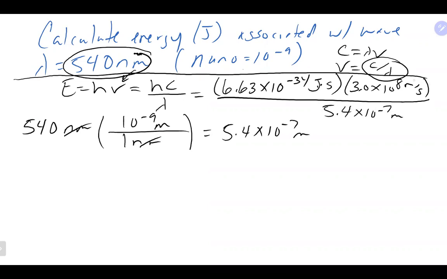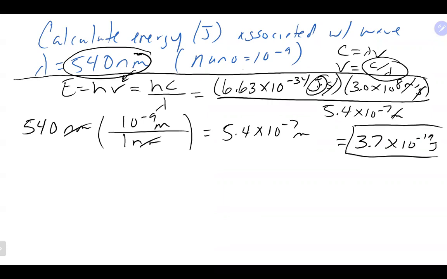In terms of units, the meters on top and bottom will cancel, seconds will cancel, leaving us just joules. And if we do that, once again making sure to use our exponent button, 6.63 times 10 to the minus 34 times 3 exponent 8 divided by 5.4 exponent minus 7, it's going to give us an energy of about 3.7 times 10 to the minus 19 joules. Questions on that calculation?